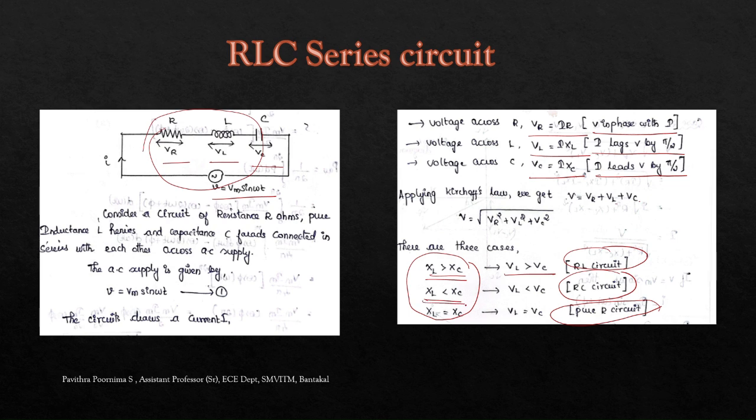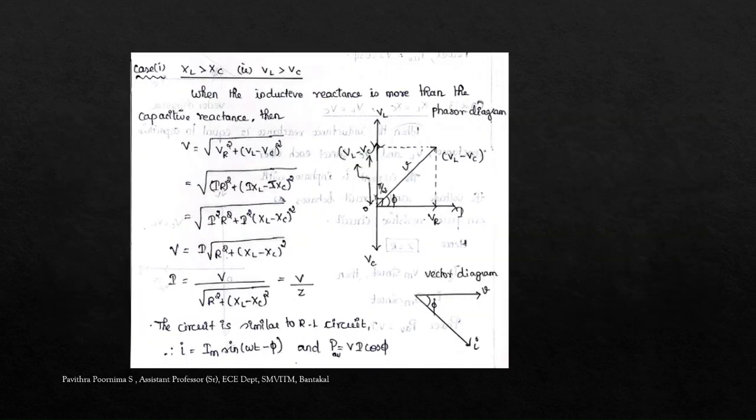If XL is less than XC, in a sense XC is greater than XL, so VL is less than VC, meaning VC dominates over VL. So the circuit acts as a RC circuit. And if XL and XC both are the same, then the voltage across the inductance and capacitance comes the same and it cancels over, and the RLC circuit acts as a pure R circuit. So we'll see all the three cases with just a phasor diagram.